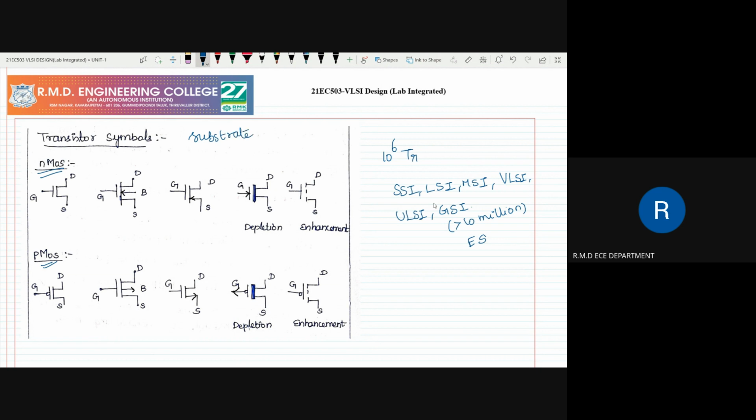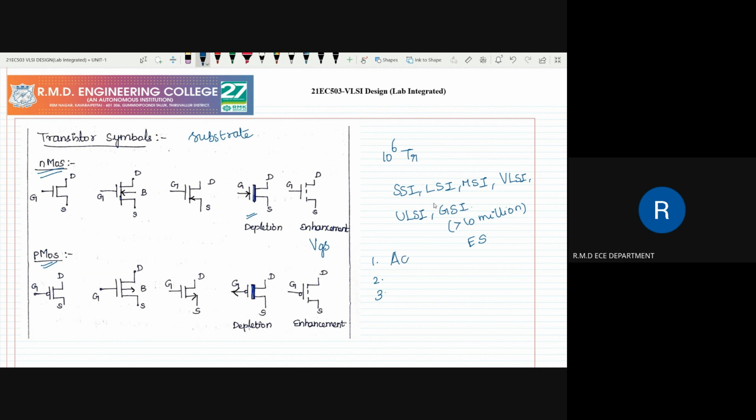We have two concepts called depletion and enhancement mode. In enhancement mode, the channel is not present, and in depletion mode the channel is present, which is represented by the thickness in the symbol. In enhancement mode, the channel is created electrically by applying the voltage VGS. But in depletion mode, the channel is created by the manufacturer itself. So these are the various symbols.